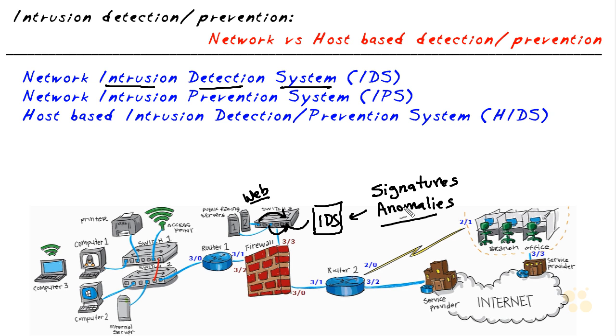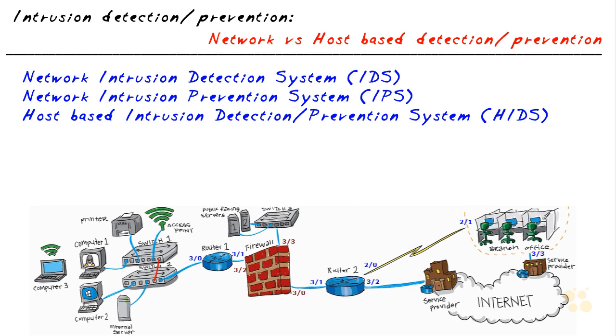Now, the problem with an intrusion detection system is that by itself, it doesn't stop the attack from happening. It simply alerts us to the fact that there is an attack. And one of the reasons is that this intrusion detection system, once it's seen the traffic, that traffic is already on its way to the server. The IDS is just getting copies of it. So the acronym for a network-based intrusion detection system is simply IDS.